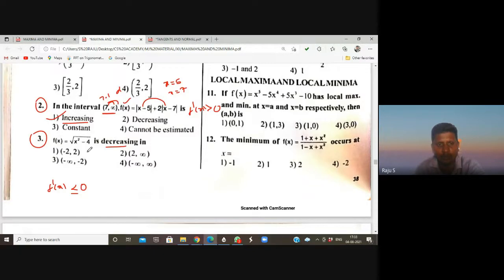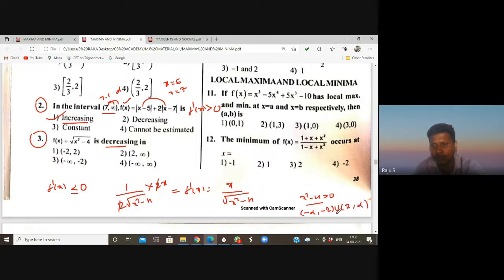So the derivative of this is 1 by 2 root over x square minus 4, into the derivative of x square minus 4, which is 2x. The 2 gets cancelled. So f dash of x we got is x by root over x square minus 4. Tell me, students. See here, in the denominator, x square minus 4 must be greater than 0, not greater than or equal to. So the domain here is minus infinity to minus 2 union 2 to infinity. For these values only, the denominator will be defined.